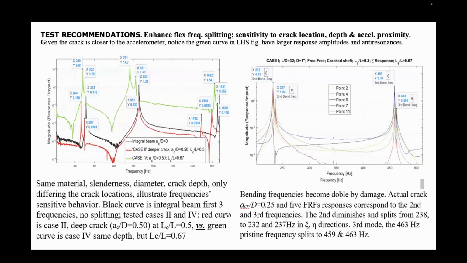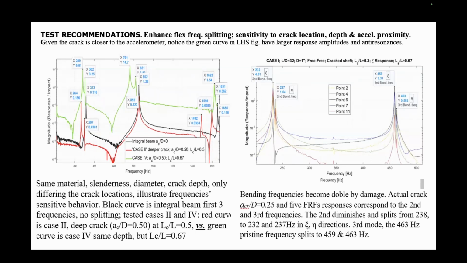And some recommendations are to hit in one direction with the impact hammer, but measure in the orthogonal direction. You will be able to get a better grasp of the breaking or the splitting of the crack.